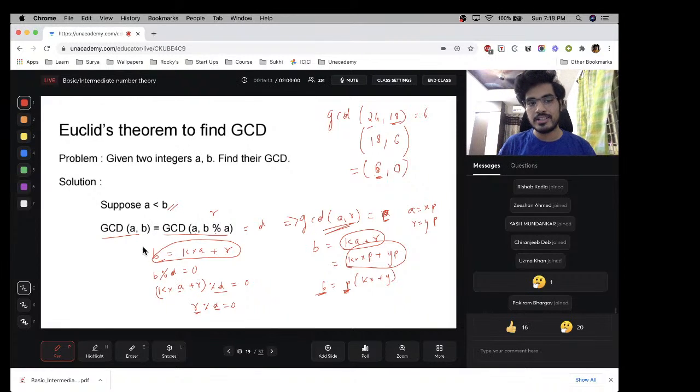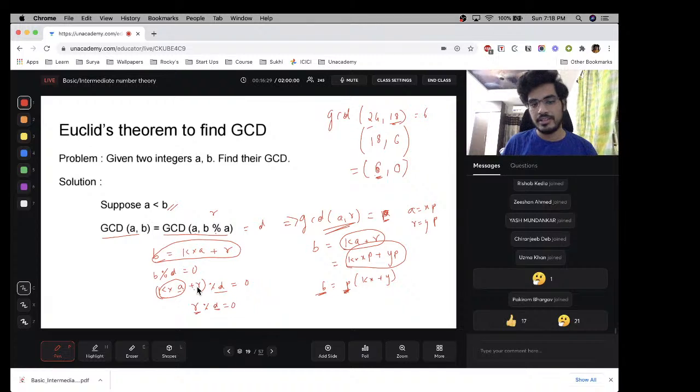And we also have to show that GCD of A comma B also divides R. Let's say GCD of A comma B is equal to D. Then K into A plus R is a multiple of D. So since K into A is a multiple of D, R should also be a multiple of D. So that's why we have D dividing R.